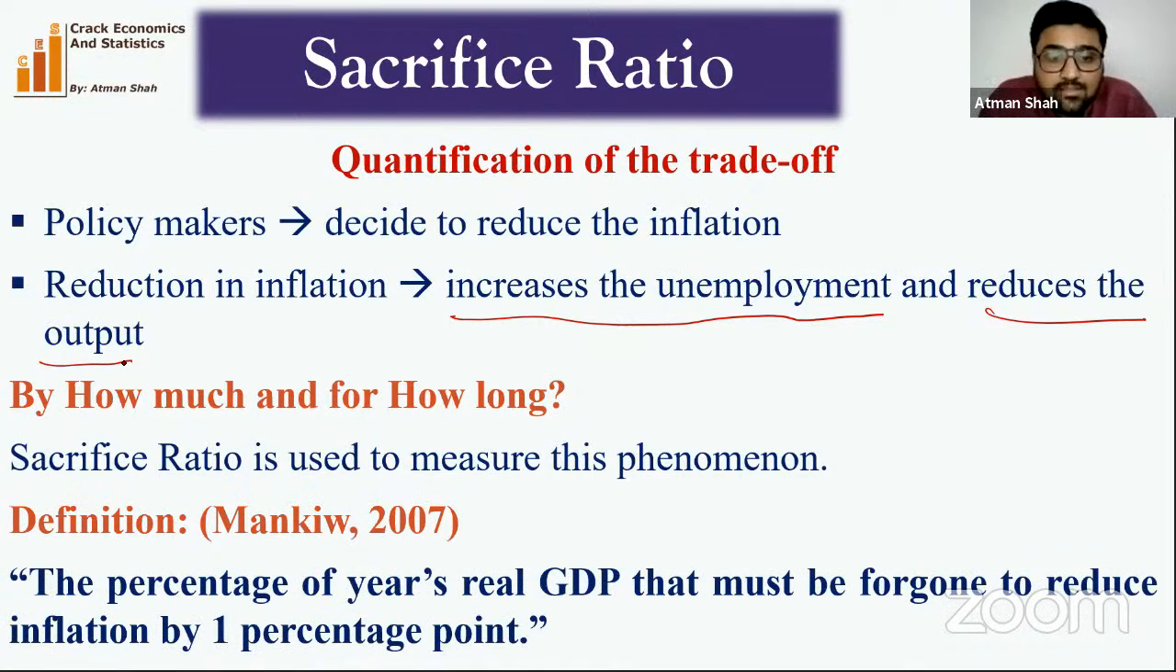The percentage of year's real GDP that must be foregone to reduce inflation by 1 percentage point. I'm repeating the definition. So if the policy makers reduce the inflation by 1 percentage point, and if the GDP declines by 4 percentage points, then the sacrifice ratio is 4. If GDP reduces by 3 percentage points, then sacrifice ratio is 3.